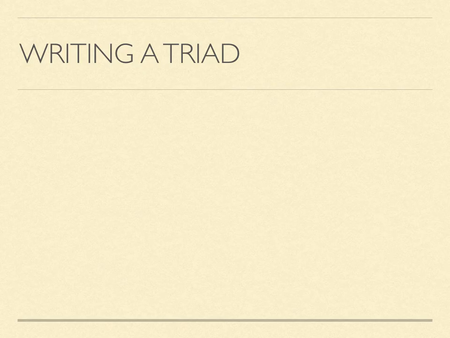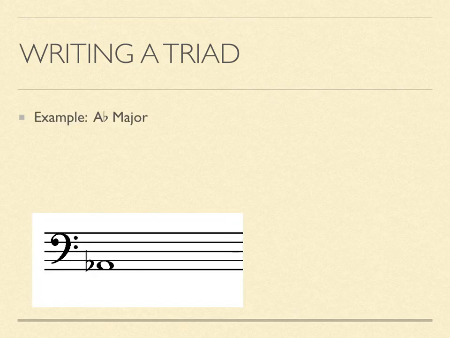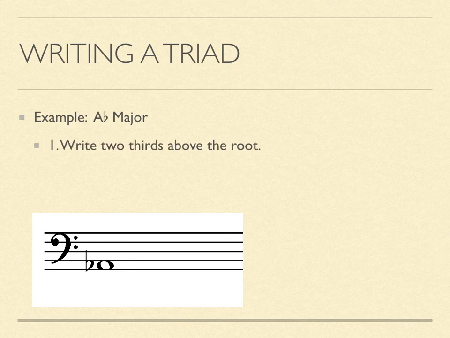Now let's practice writing a triad. For example, say we're given an A flat major triad to write. Step 1 is to write 2 thirds above the root. 1, 2, 3. We're going to write a C. And 1, 2, 3. We're going to write an E.